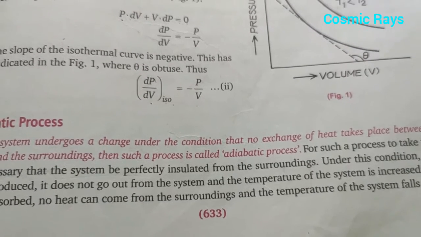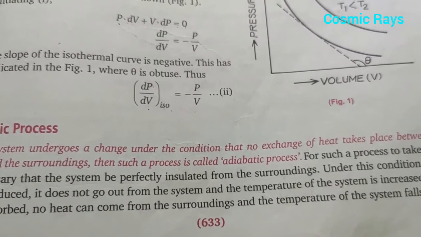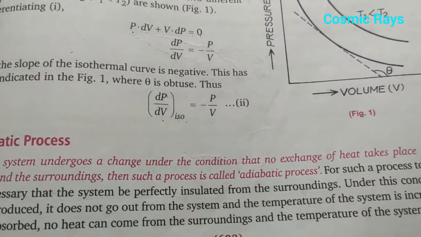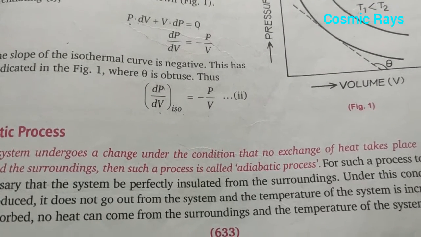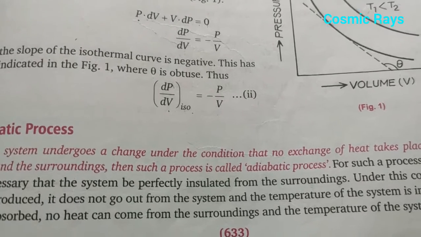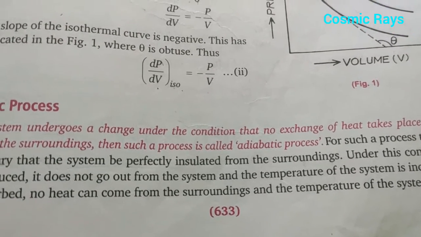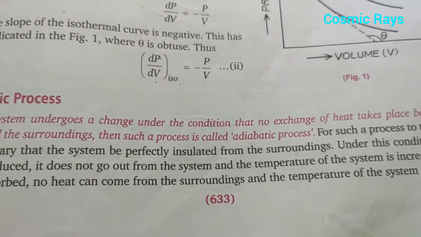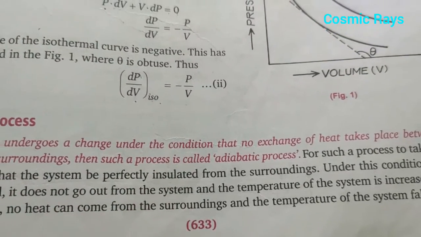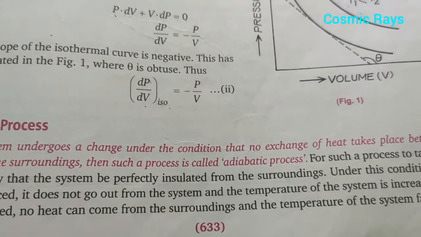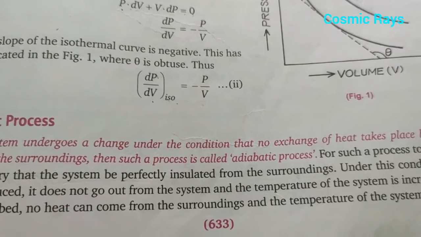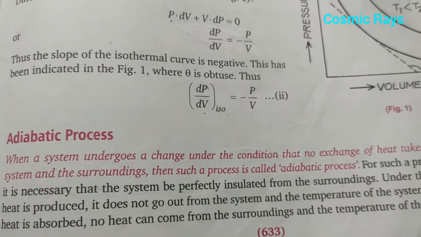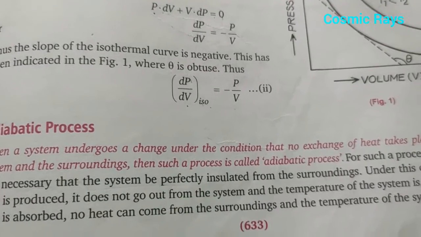Now for such a process to take place, we will require the system to be perfectly insulated from the surrounding so that neither heat can escape nor heat be allowed to enter the system from the surrounding. Like in the previous case, for isothermal, we needed a conducting material. In this case, for adiabatic process, we will be needing an insulated material. But again, no material is perfectly insulating. So the perfect adiabatic process will again be impossible.